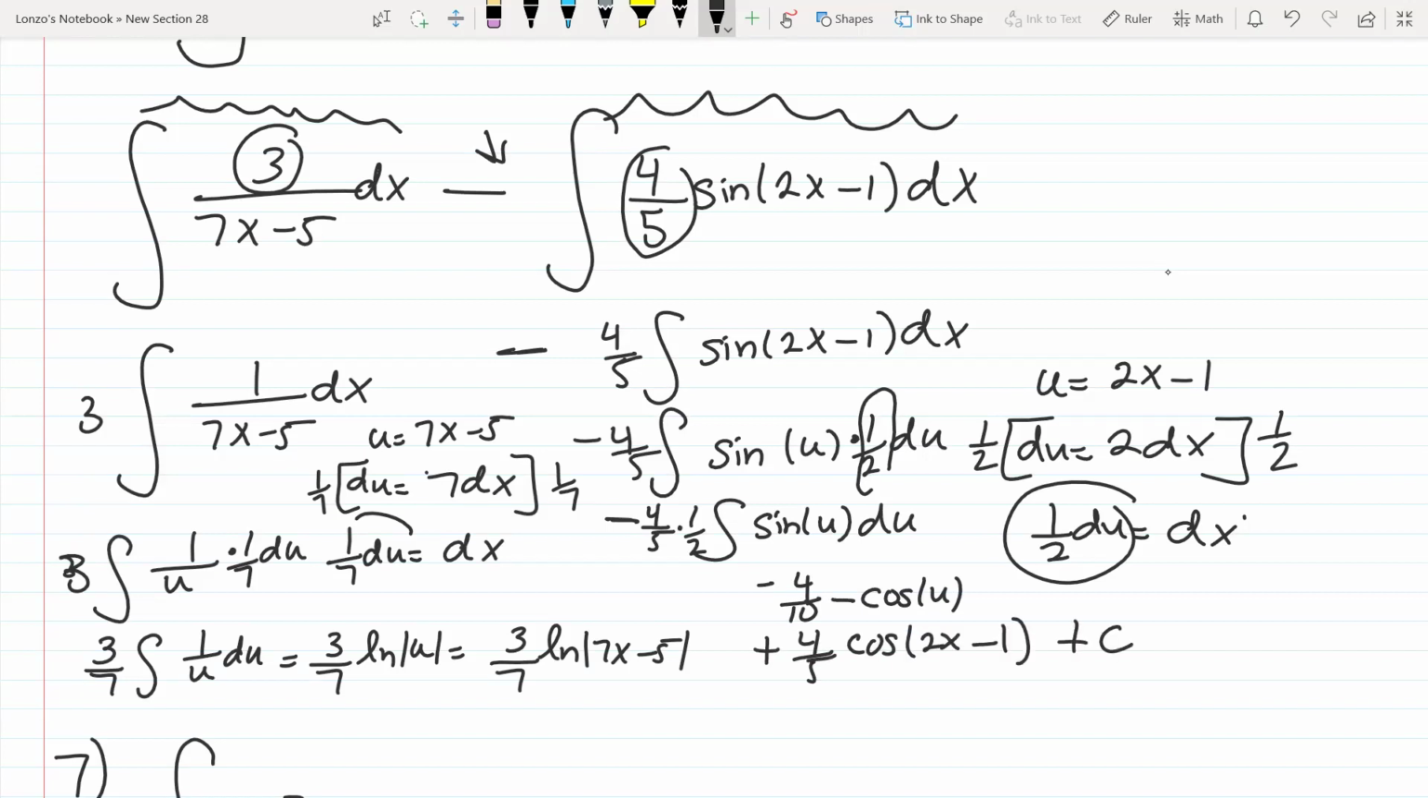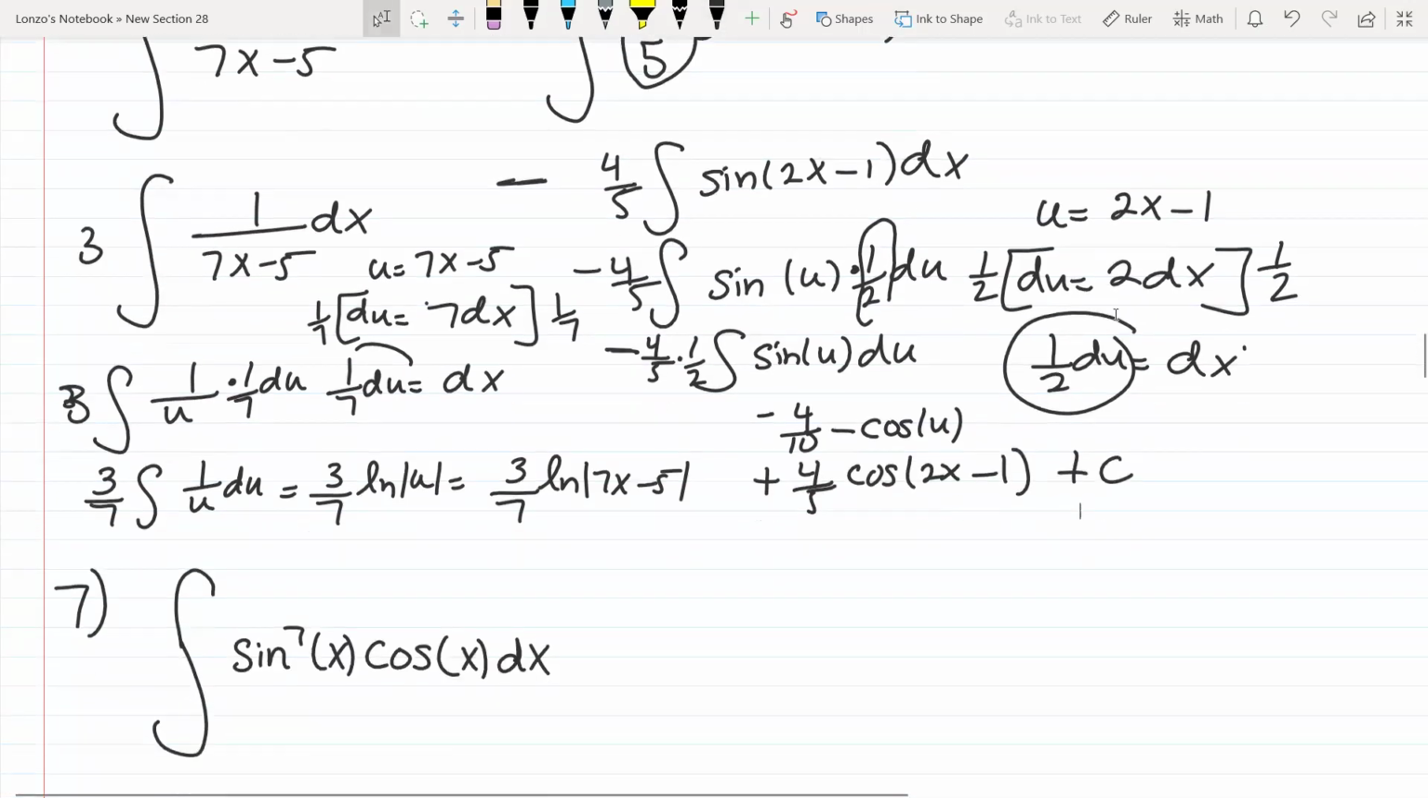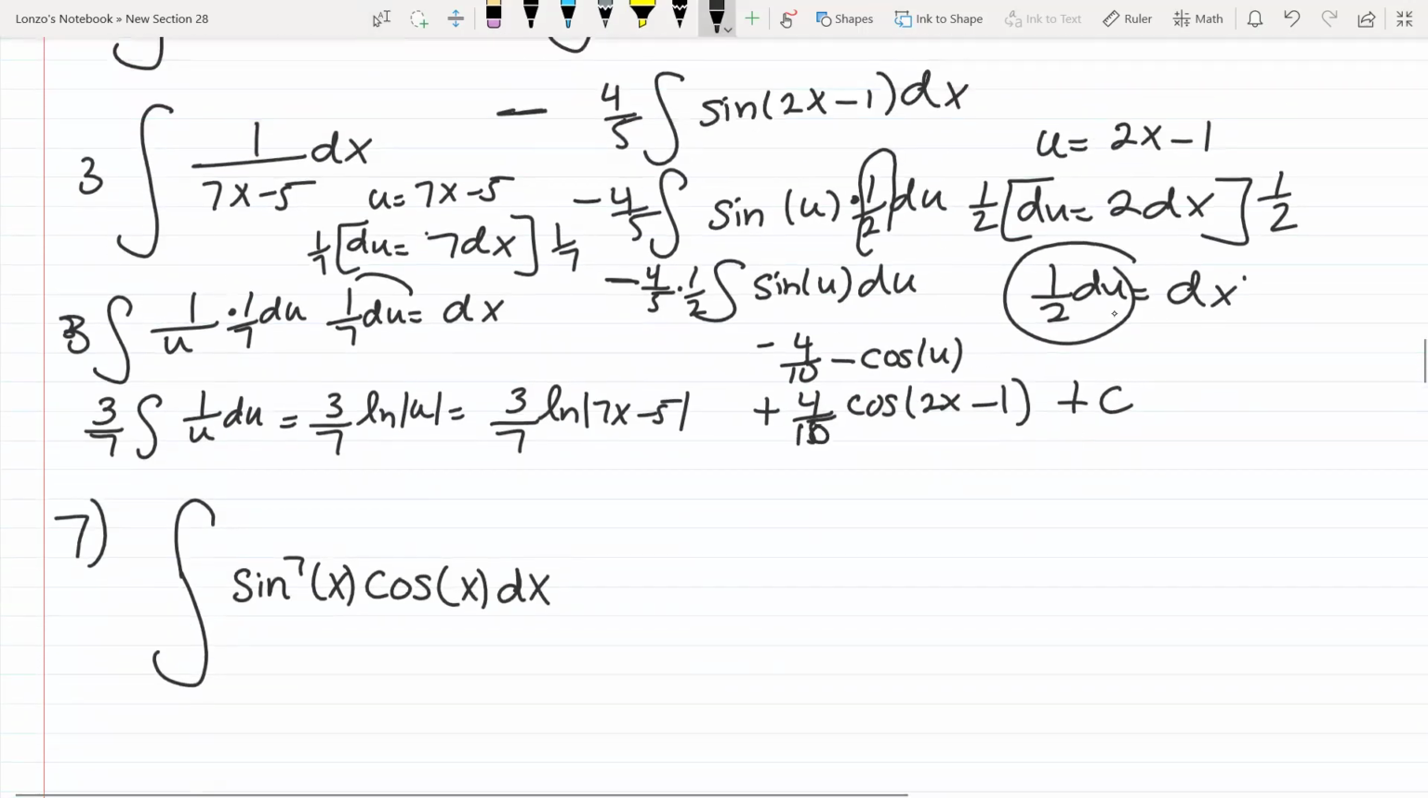Let's see, is there anything else you could do here? The coefficient can be reduced by 2. So your final answer is 3/7 ln of absolute value 7x minus 5, and then the coefficient reduced by 2 gives 2 times cosine of 2x minus 1.